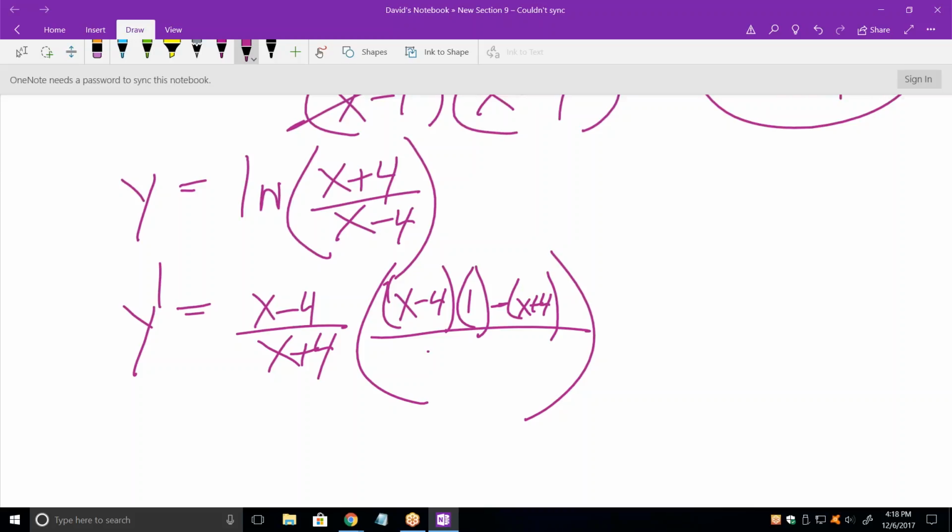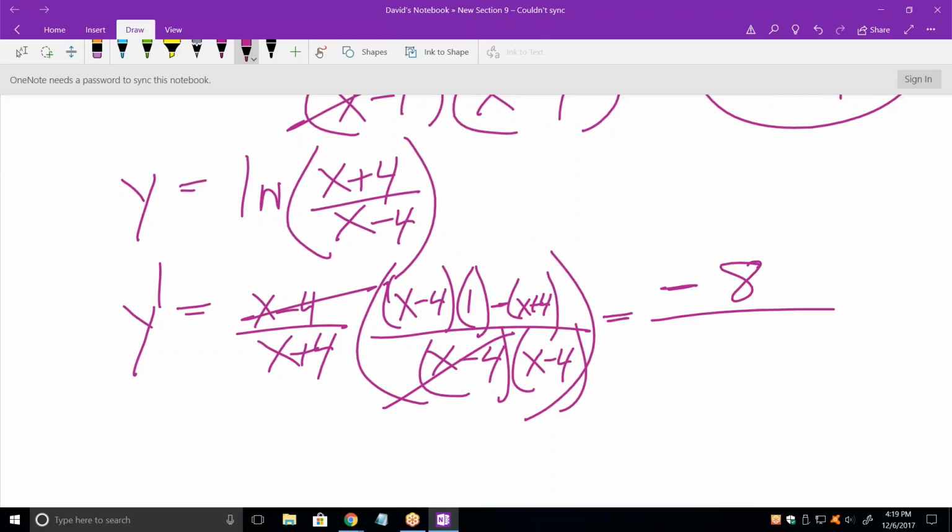x minus 4 squared. Okay, and let's write that like this, because I can see I can cancel one of those x minus 4s with that one. So what do we got? If I multiply this out, the x's disappear. I get a minus 4 and a minus 4, so I end up with minus 8 in the numerator. And then down below, I end up with an x plus 4 times an x minus 4.